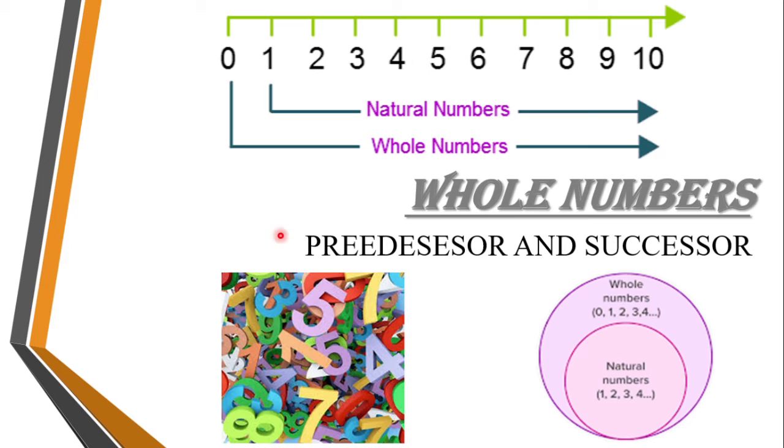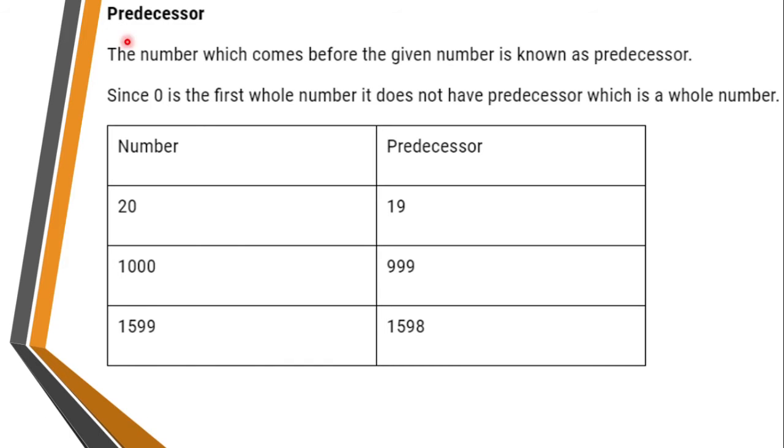Now let's learn predecessor and successor. First we are going to learn about predecessor. You have learned in your lower grades that the number which comes before is known as predecessor and the number which comes after is successor. That's it, right? In lower grades you learned the number which comes before and the number which comes after. So here only new words are coming, that's it: predecessor and successor.